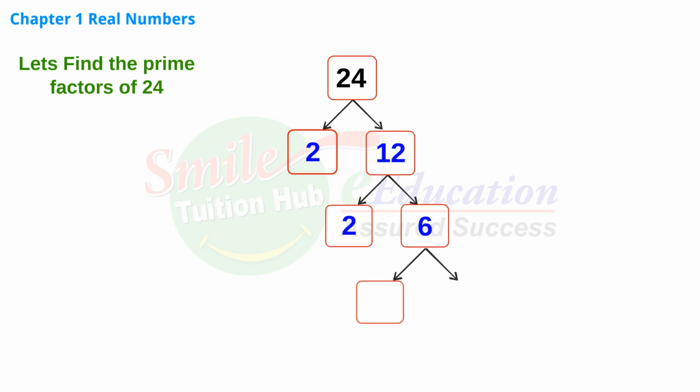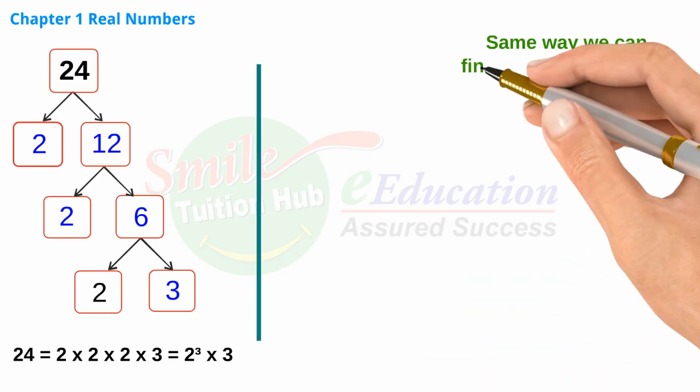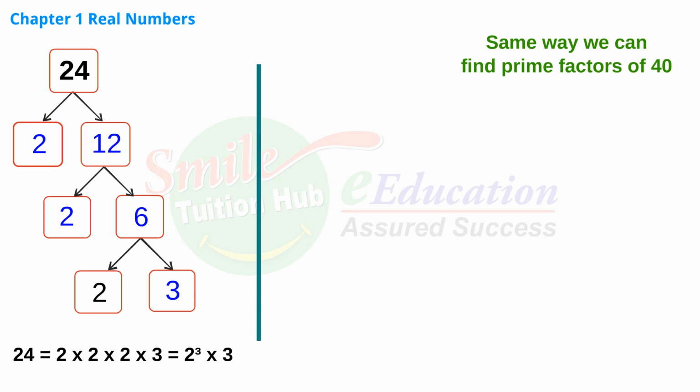Again the same procedure will be done on 6. 6 by 2. So you know that we will get 3 as quotient. So we will write 3 on the right side box and 2 on the left side box. So we can write 24 is equal to 2 into 2 into 2 into 3, which is equal to 2 raised to 3 into 3. Same way we can find the prime factors of 40.